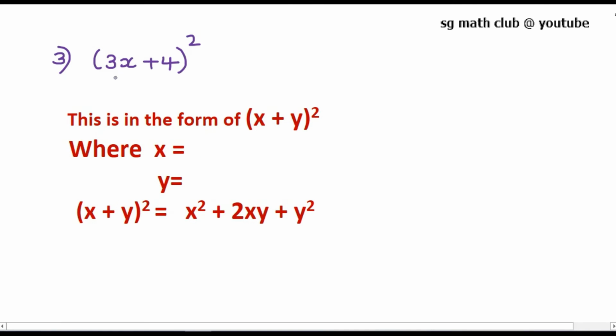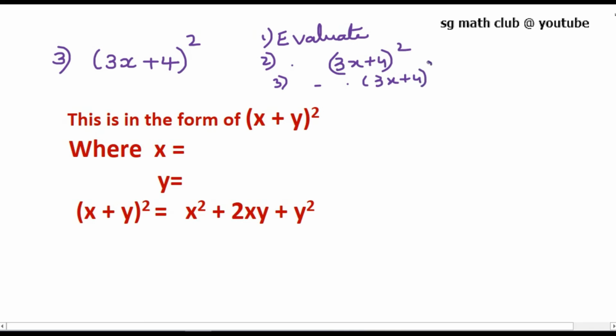Now next one, 3x plus 4 the whole square. Using suitable identity, you have to find the product of this. Or the question can be asked in 3 different ways. First one is evaluate using the identity. Evaluate using suitable identity. Second one, they can ask find the square of or write the square of 3x plus 4. So you need to put the square and then you have to do. Third one, expand 3x plus 4 the whole square. Or using suitable identity, find the product. So anyway the questions can be asked. So the meaning for all these questions is same: evaluate, expand, find the square, or using suitable identity, find the product. Meaning of all the question is same.